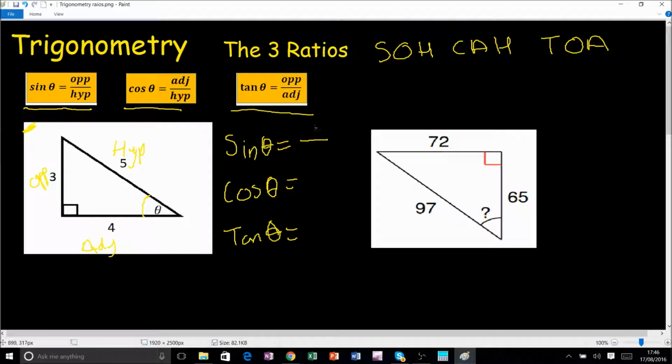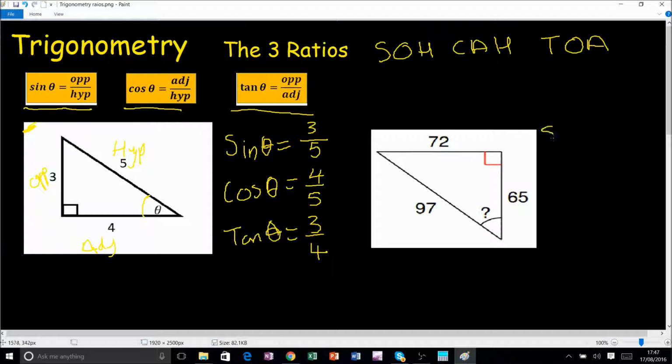Opposite is 3, hypotenuse is 5. Lovely. Now cos is the adjacent over the hypotenuse. Our adjacent is 4 and our hypotenuse is 5, so we've got 4 over 5. And tan is opposite over adjacent. Our opposite is 3 divided by the adjacent 4, so 3 divided by 4. Lovely, that's this one done. Let's go on to the next one.